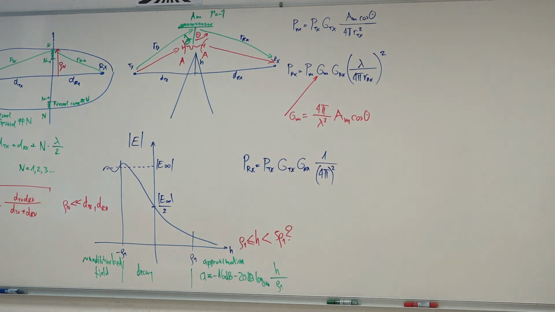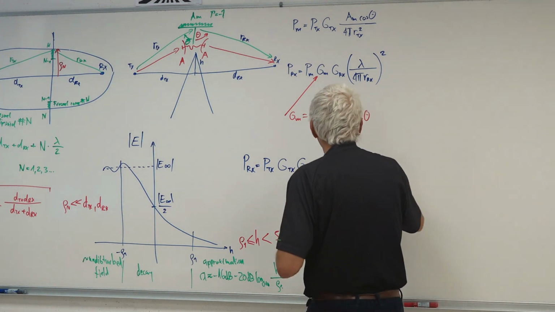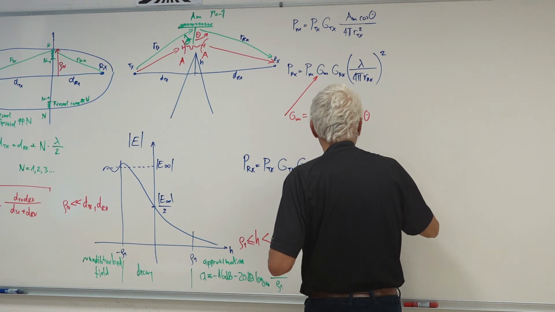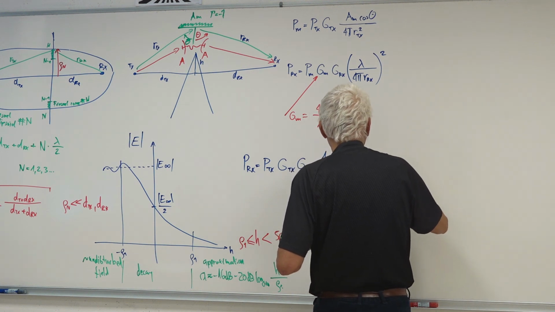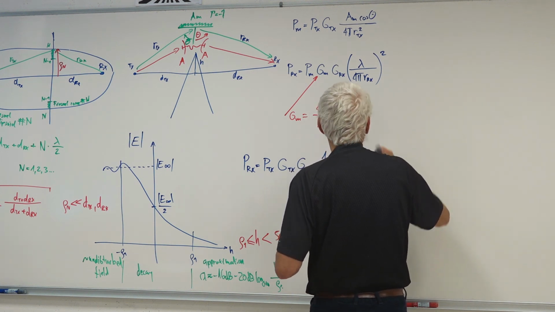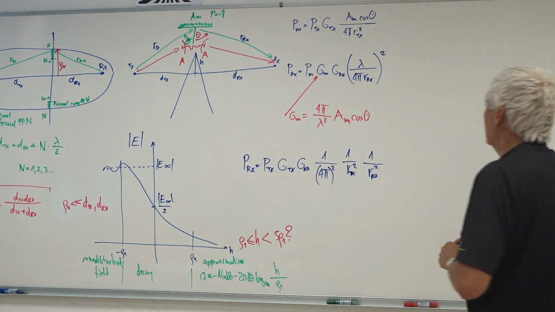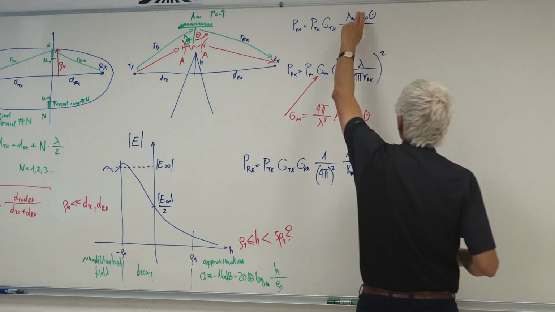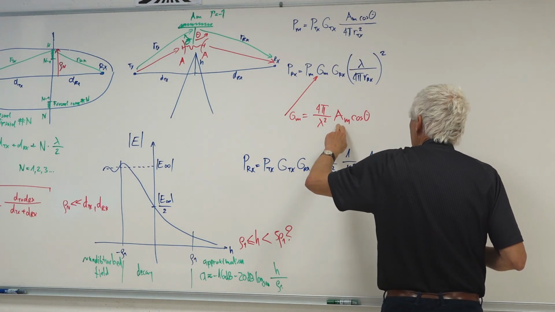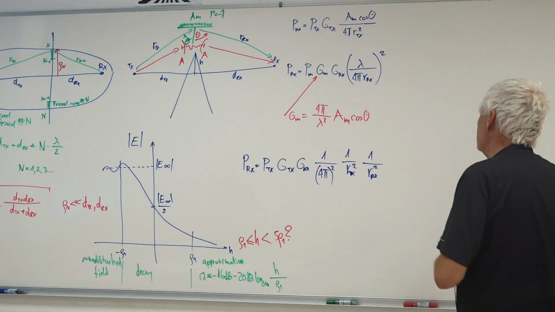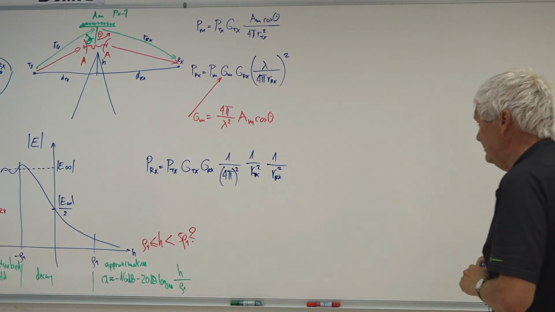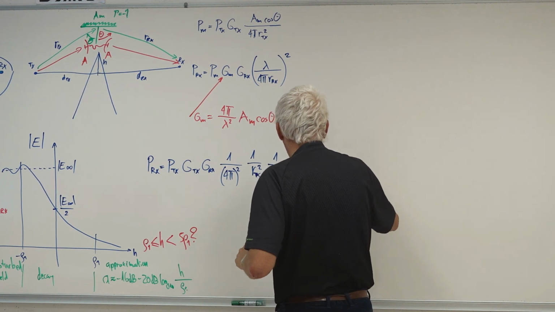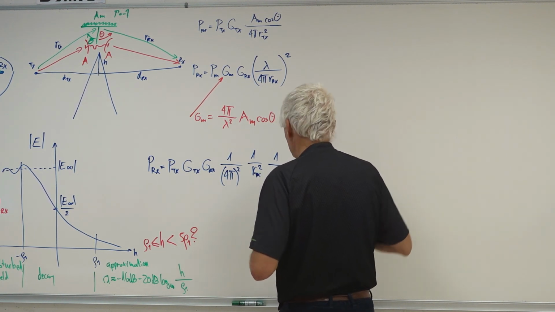Then I have 1 over r of the transmitter squared, 1 over r of the receiver. This is also squared. I take it from here. And I have further this item here, and I have the same item here: the area of the mirror times the cosine of the incidence angle. So I have A mirror squared, cosine squared of theta.